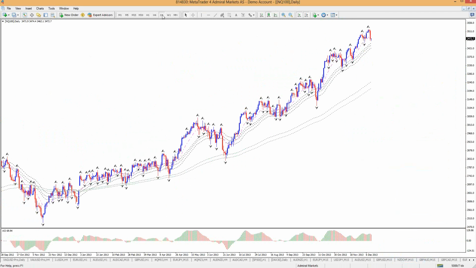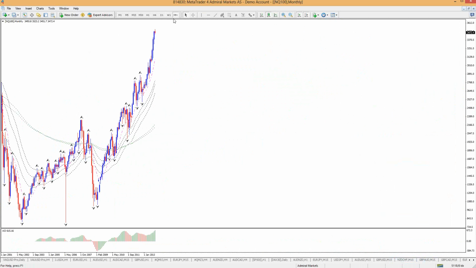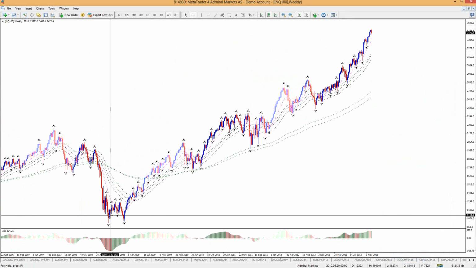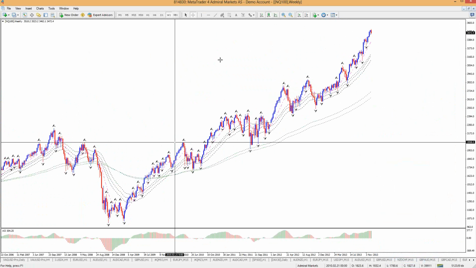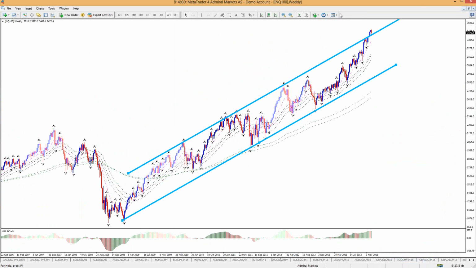Daily chart, wow, look at that. Just keeps pushing. This is the weekly. It was all the way down at 1,000 during the financial crisis, now more than tripling. And if anything, it was right at the top of the trend channel. If you connect the bottoms and the tops, we were right at the top here, went all the way from the bottom to the top.